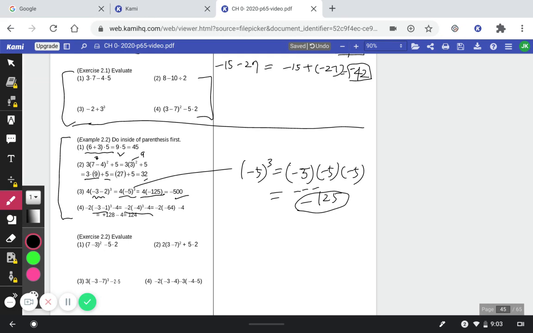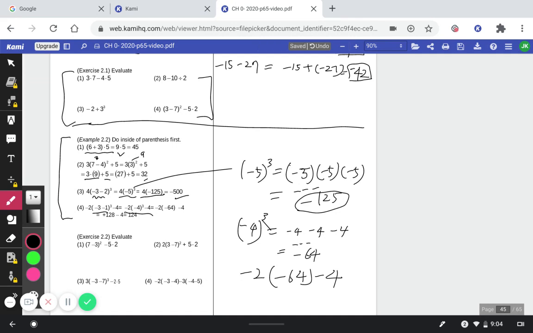The quantity of negative 4 to the third power is negative 4 times negative 4 times negative 4, which ends up with 4 times 4 is 16, 16 times 4 is 64, and you have 3 negatives, so you end up with a negative 64. So you rewrite this as negative 2 times the quantity of negative 64, minus 4. So what is your next step?